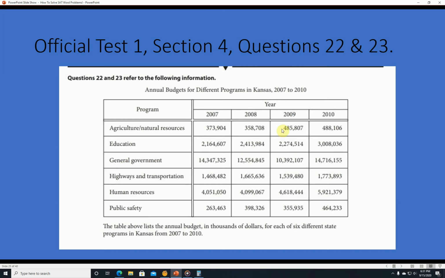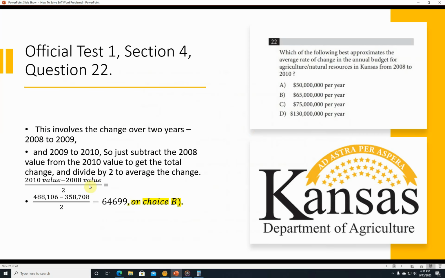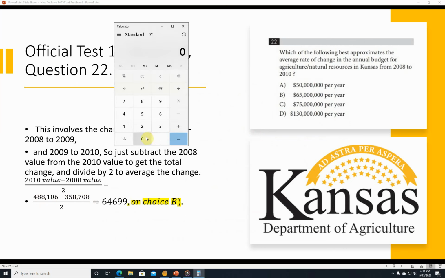Well, we see the 2010 is 488,106, and the 2008 is 358,708. And yes, that's actually this times 1,000. These are all in thousands of dollars. Do we care? No, because the thousands will cancel out in the equation. So we just go 488,106 minus 358,708 over 2, which is 64,699.